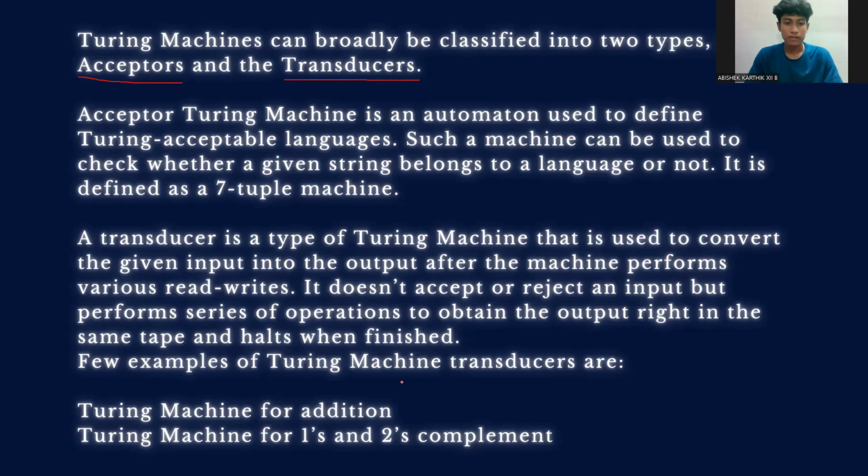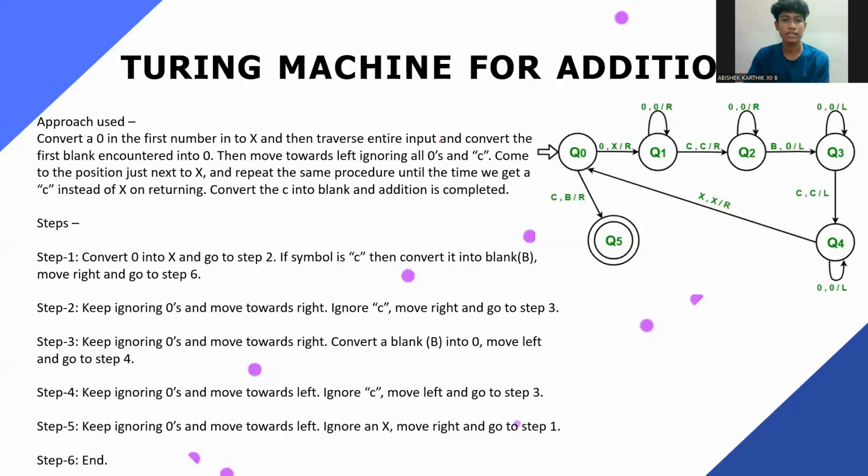A few examples of Turing machine transducers are the Turing machine for addition and the Turing machine for ones and twos complement. So we're going to see how a Turing machine, when it is given the inputs in the tape, provides the output after computing, in the same tape. So here we have an example of a Turing machine for addition.